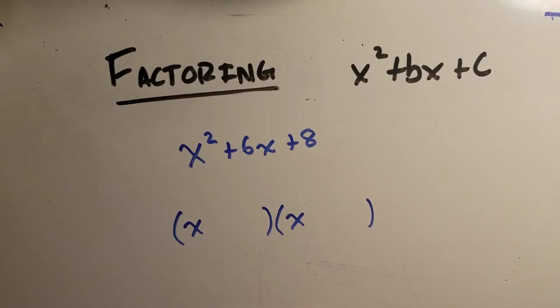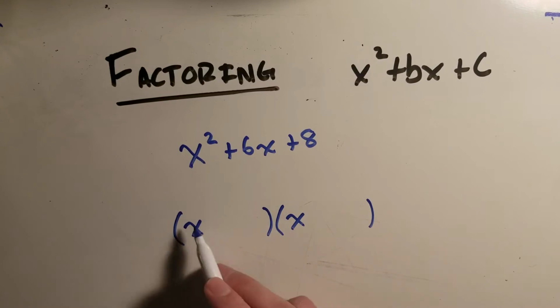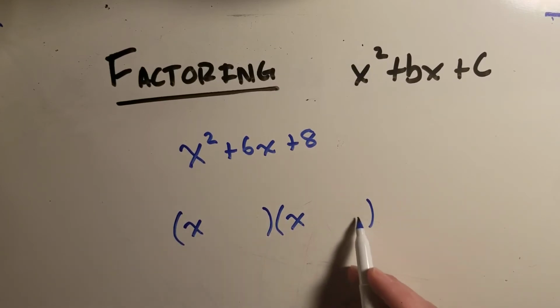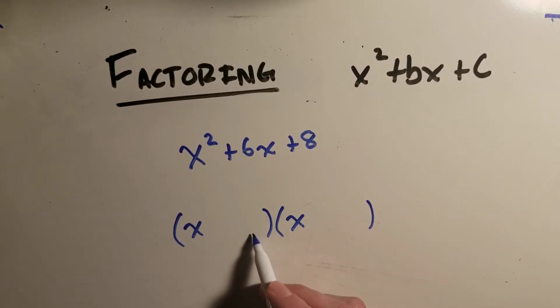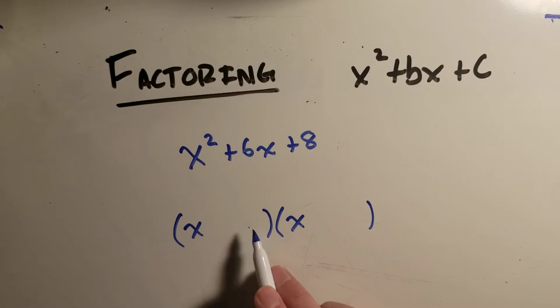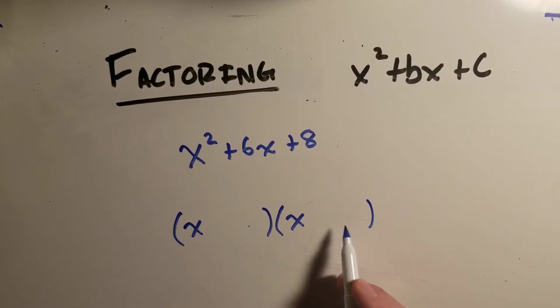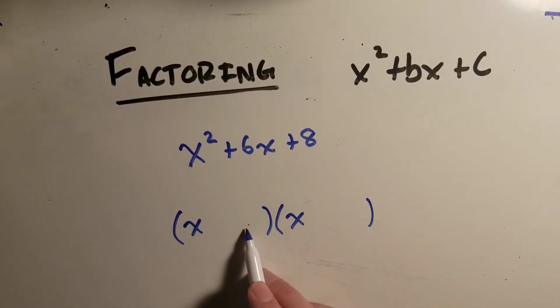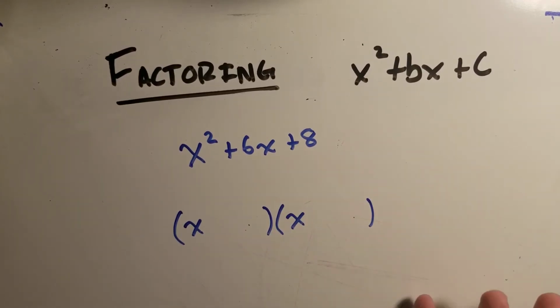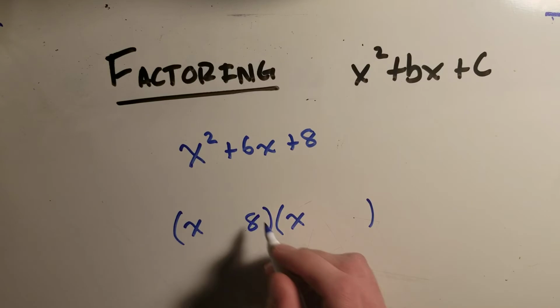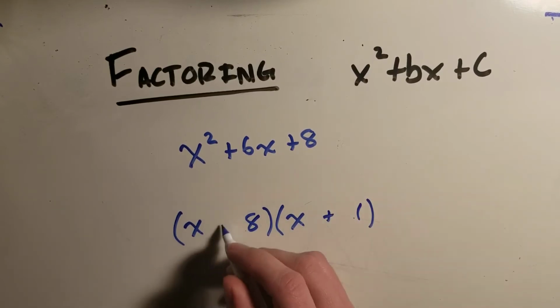And now if we were to go through the rest of FOILing, you would do first, then you would do outer. So you would do x times something, some number over here. Then you would do inner, you would do x times another number. And then you would have the last. The last would just be your constant times your constant. So I'm going to focus on that right now. What times what would equal 8? We have some options. You could do maybe 8 and 1. You could say plus and plus.